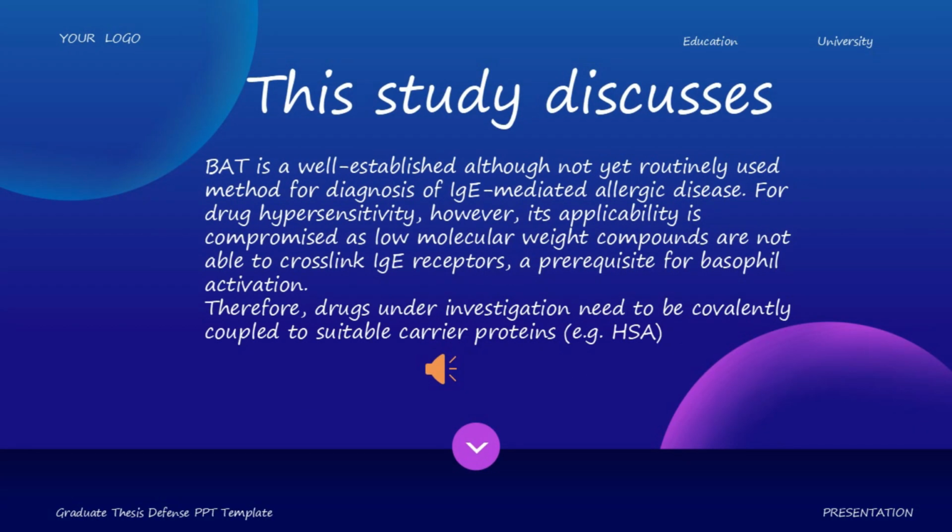This study discusses BAT as a well-established, although not yet routinely used method for diagnosis of IgE-mediated allergic disease. For drug hypersensitivity, however, its applicability is compromised as low molecular weight compounds are not able to cross-link IgE receptors, a prerequisite for basophil activation. Therefore, drugs under investigation need to be covalently coupled to suitable carrier proteins, e.g. HSA.